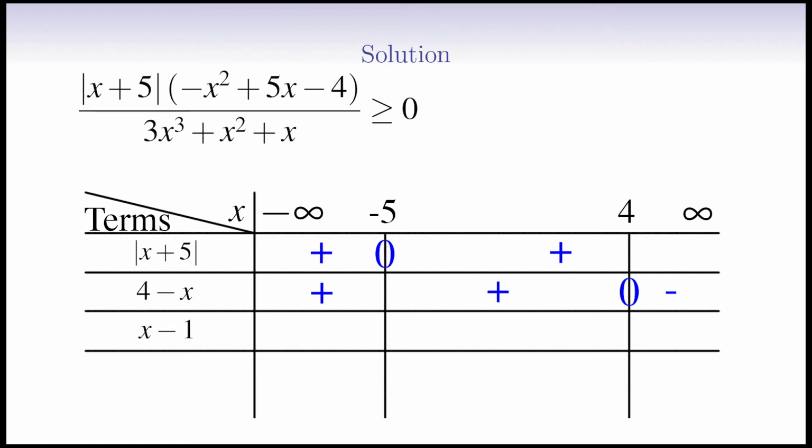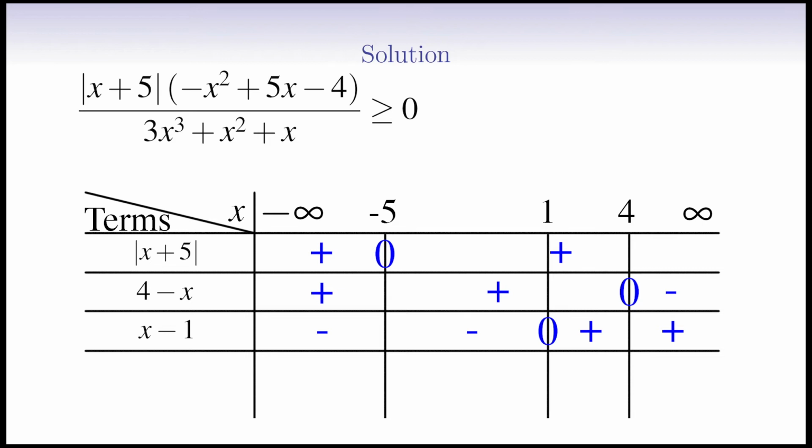This term is 0 at x equal to 1, so we put 0 here at x equal to 1. It is positive when x is greater than 1. So we put plus sign for all those intervals. Also, x minus 1 is less than 0 when x is less than 1, so we put negative sign for all the intervals of x less than 1.